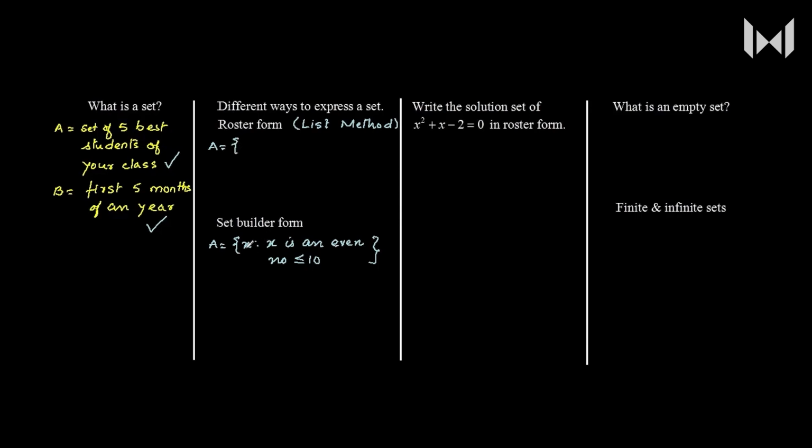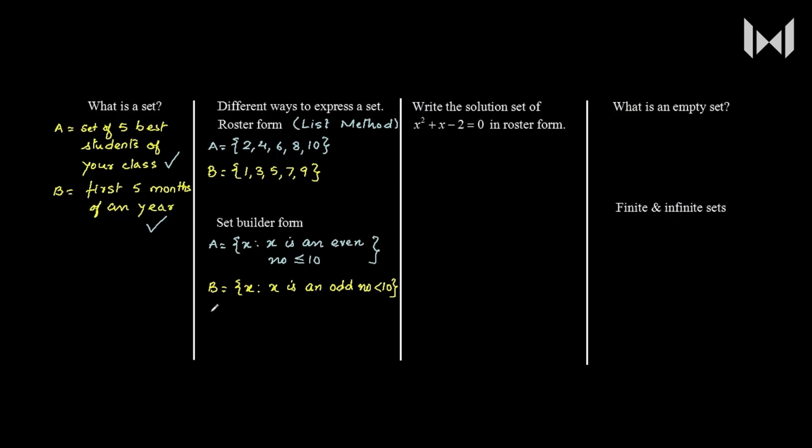In the roster form, if I take up the same example, I will write A. Now we know even numbers are the numbers which are multiples of 2. Because it says less than or equal to 10, we start with 2, 4, 6, 8 and 10. So you need to be careful about this. Say if you have set B which says x such that x is an odd number less than 10, then we will write B equal to 1, 3, 5, 7 and 9.